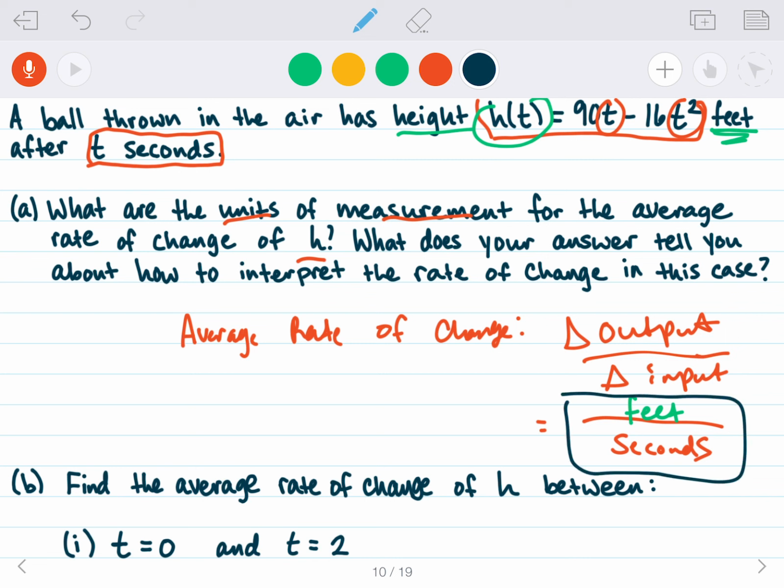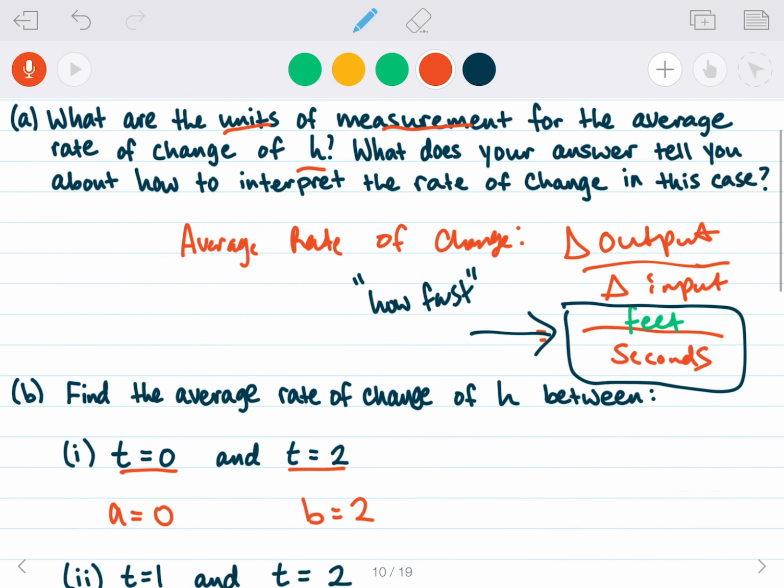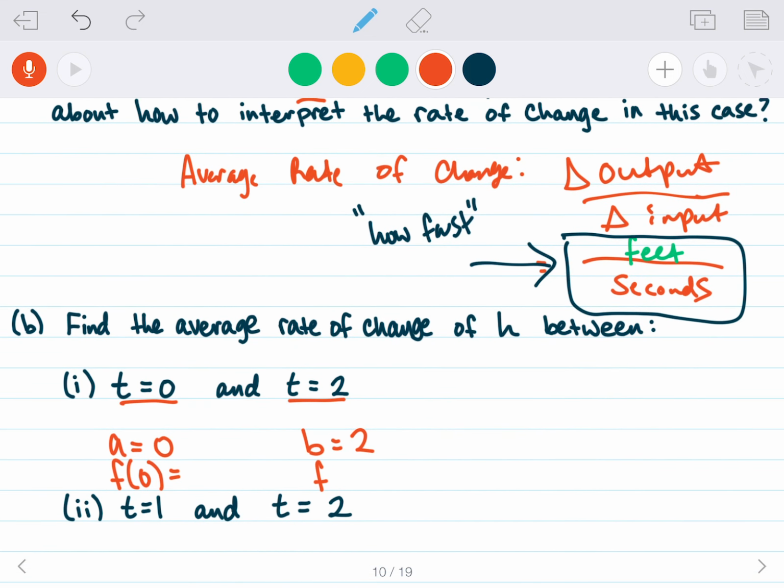Let's find the average rate of change between time equals 0 seconds and time equals 2 seconds. So here our starting input is 0 and our ending input is 2. What are the corresponding outputs? So what is f of a, f of 0, and what is f of b, f of 2? Well, we just use our rule here, and actually I'm going to use h instead, just because that's our letter here. Our function name is h.